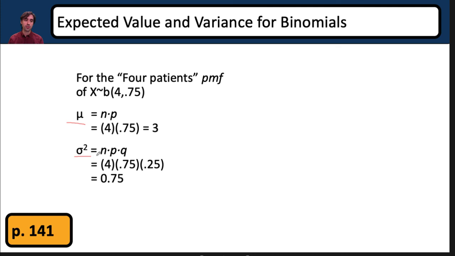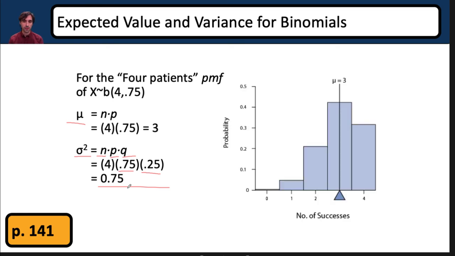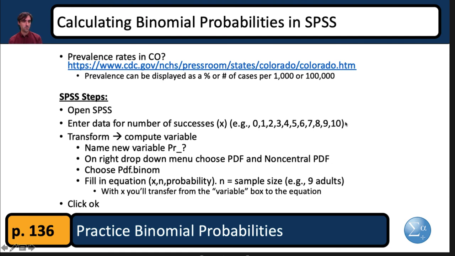And we have our variance, which is n times p times q. So we're looking at the number of patients times the probability of success times the probability of failure, and we have 0.75. Let's just add that little graph there. Voila, that's what we're looking at here, the number of successes. Although, again, this is a discrete thing, you can still have a mean that basically finds the balancing point for this data set.